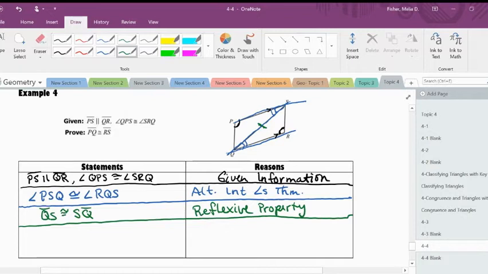We now have enough information to state that our triangles are congruent. So we're going to say triangle PSQ is congruent to triangle RQS, and that is by the angle side angle congruency theorem.